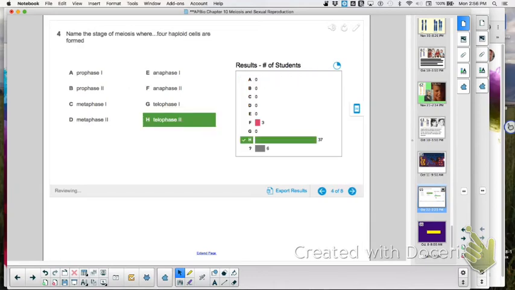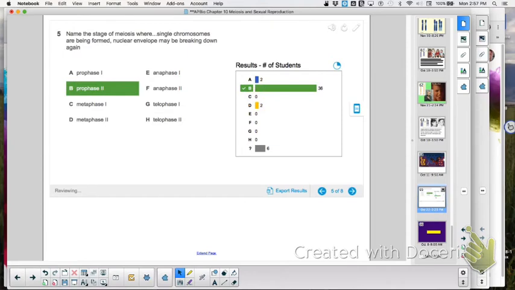Okay. Name the stage where there are 4 daughter cells that are haploid. Is that what I said? Yeah, so it'd have to be telophase 2. Okay, in anaphase 2, you're separating. You haven't formed the nuclei yet to say that you have those daughter cells.